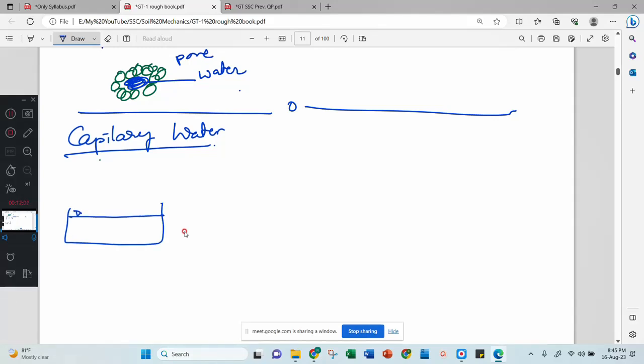If this is a water table or water level, and you put a thin glass tube, then the water will rise up to a certain level, and this height is called the capillary height. This capillary height has an equation: 4 sigma cos alpha divided by gamma w into d. D is the diameter of the pipe, alpha is the angle made by the water at the meniscus, sigma is the surface tension, 4 will come in the derivation, and gamma w is the water density. This is the capillary height.